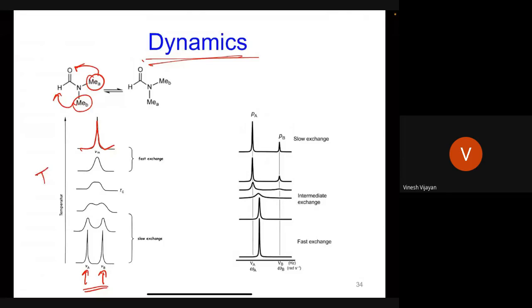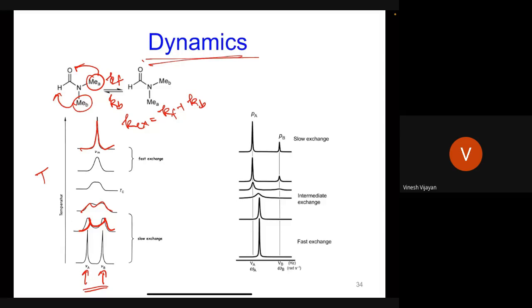Interestingly, if you do it as a function of temperature, you would actually see interesting characteristics of the line width, which would be helpful for you to characterize something called the exchange rate, which is given by the sum of the forward and backward rates. So this helps people understand how the kinetics of conformational exchange could work, and this has been exploited in the recent past to a large extent.